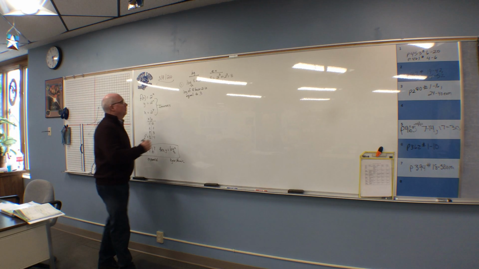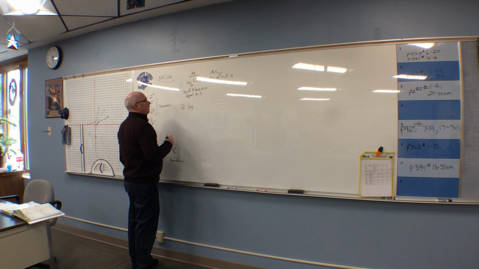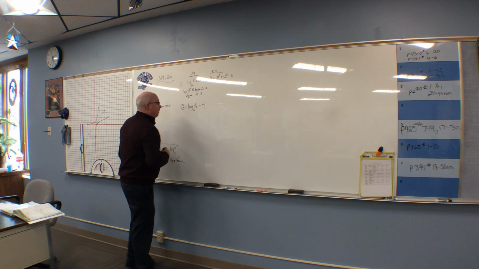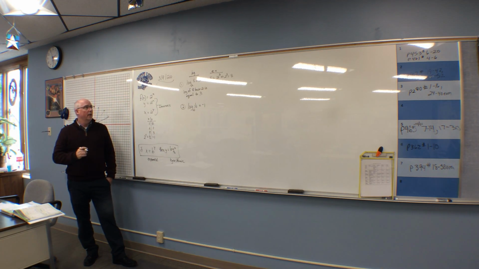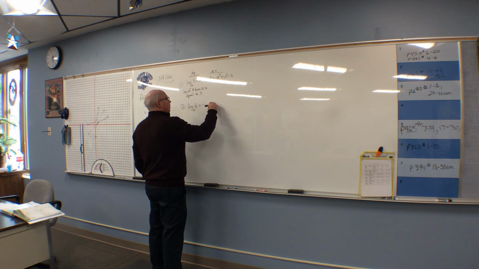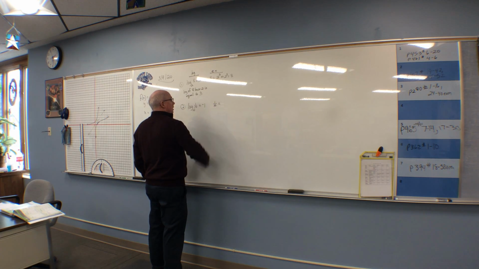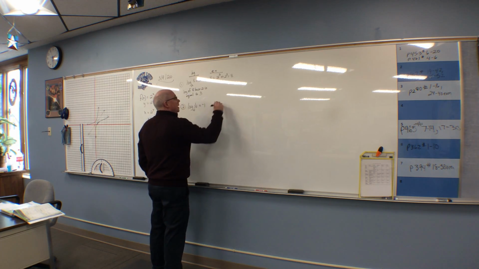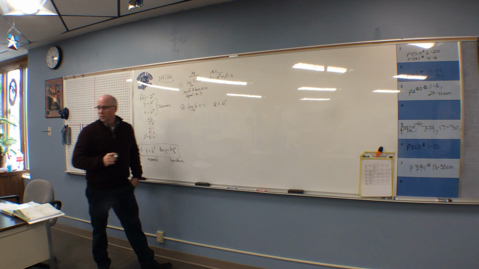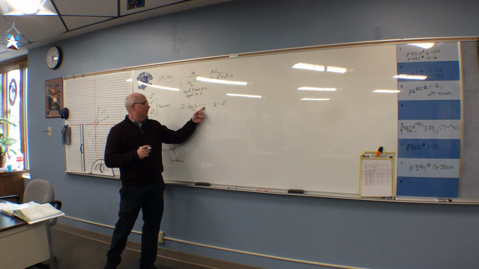All right, let me give you another one. What if I went the log of 1/10 base 10 equals a negative 1? How would I write that in exponential form? 10 to the negative 1 power equals 1/10. Could I say 10 to the minus 1 power equals 1/10? Right?